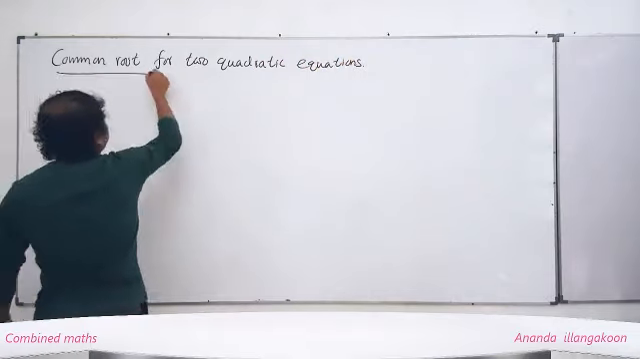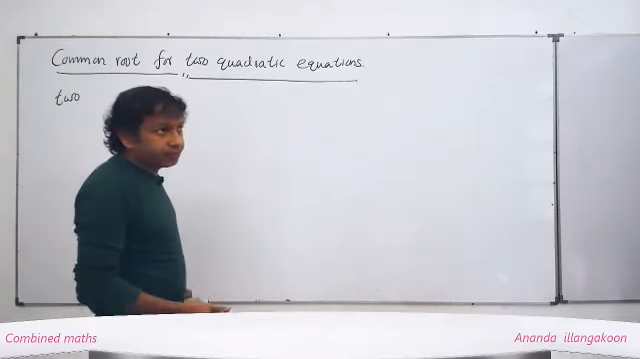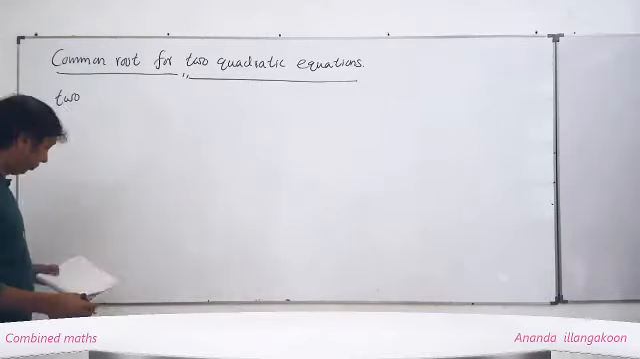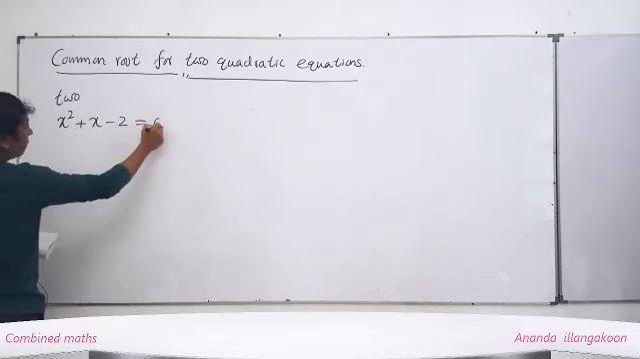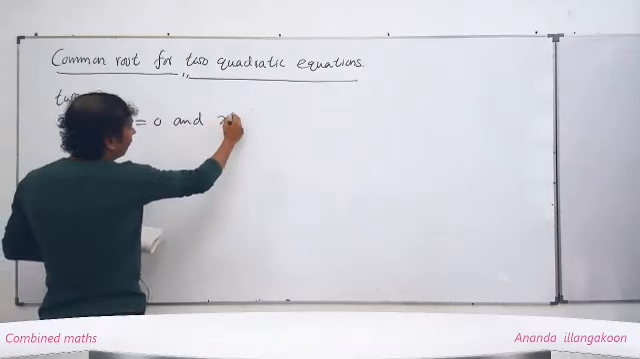Consider the two quadratic equations: x squared plus x minus 2 equals 0 and x squared minus 4x plus 3 equals 0.